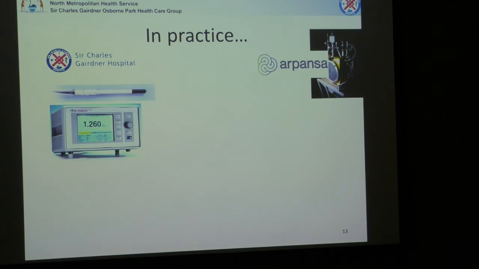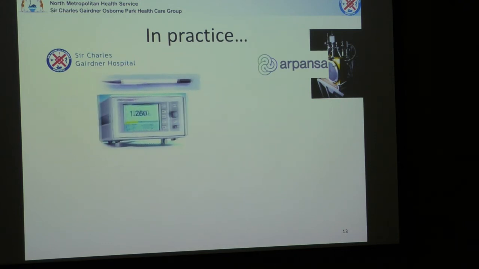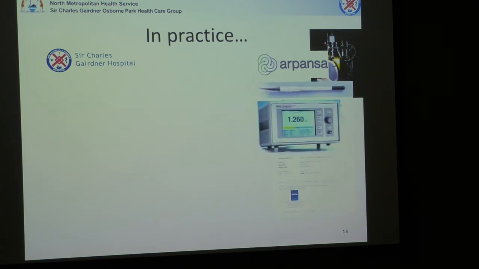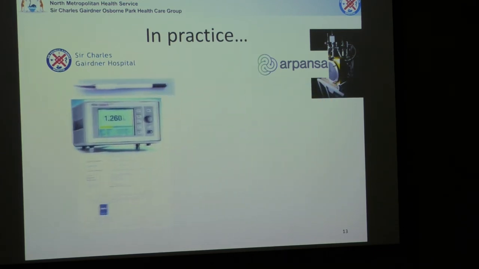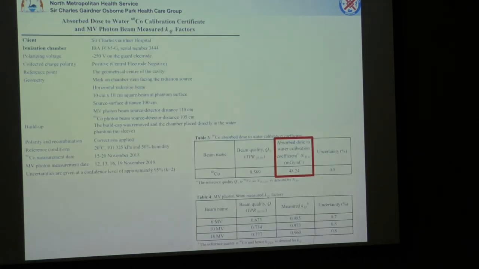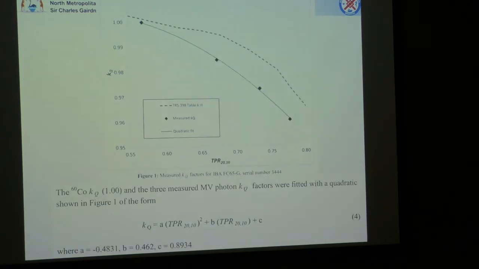So what we do in practice, we send our chamber and our electrometer. At Charlie's, we kind of treat them as a pair. So we always use the same chamber with the same electrometer. It doesn't have to be the case, but simplifies things a bit. We send that to ARPANSA. They give us back a calibration certificate. So, and then here's the calibration factor. So milligrays per nanocoulombs. So we measure coulombs, we get back in milligrays at the reference conditions.